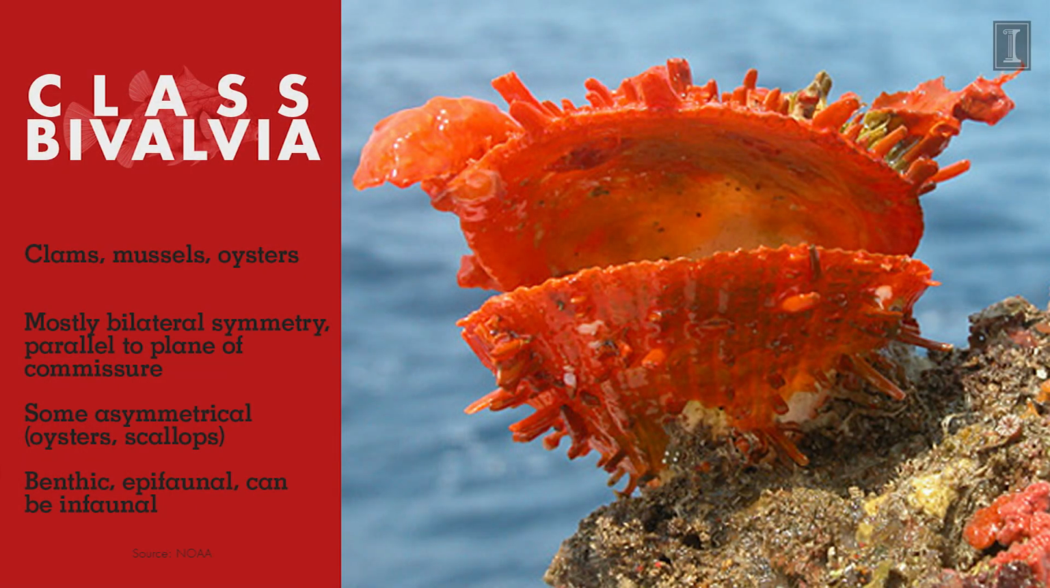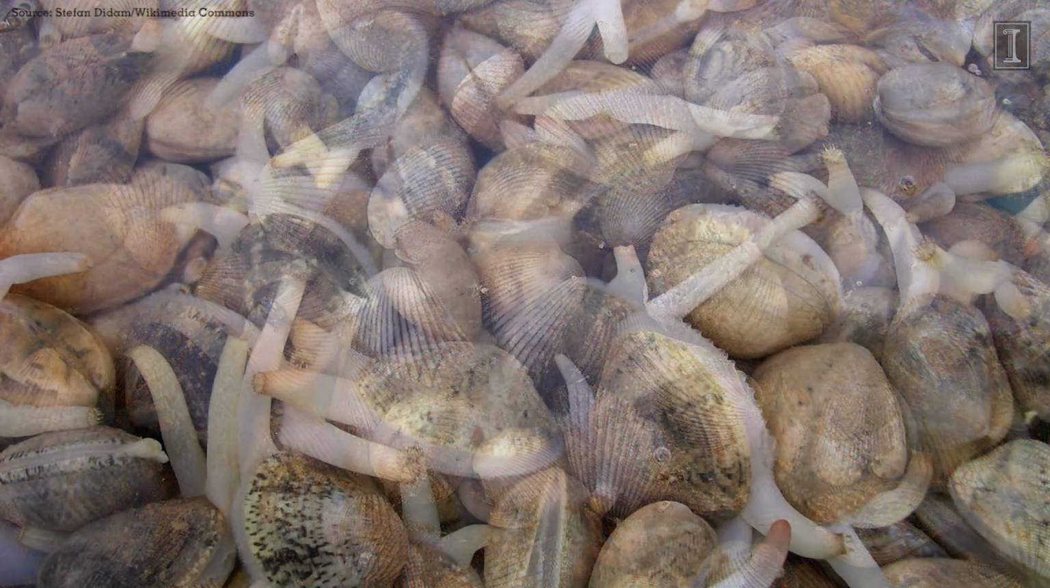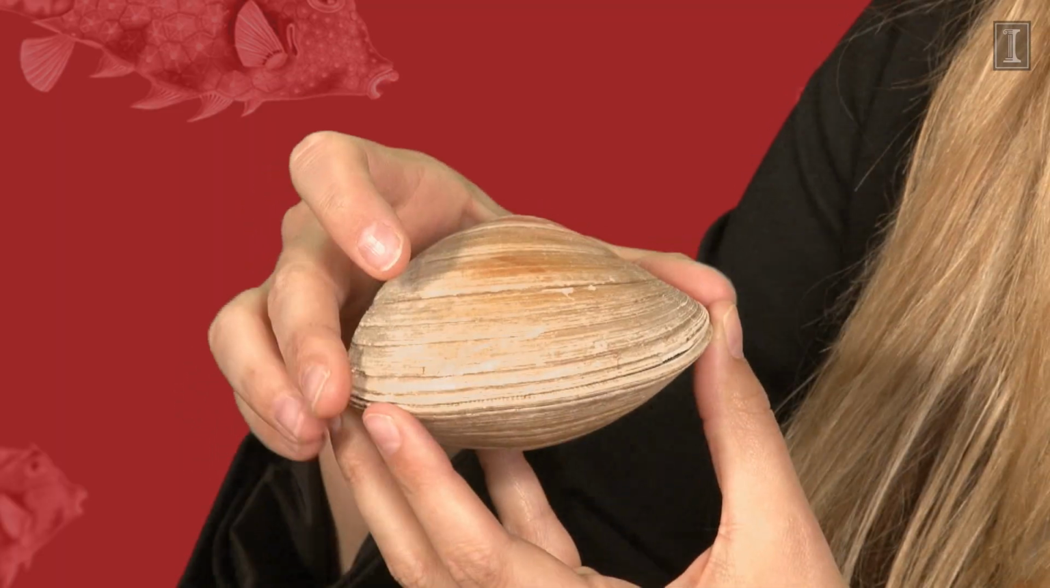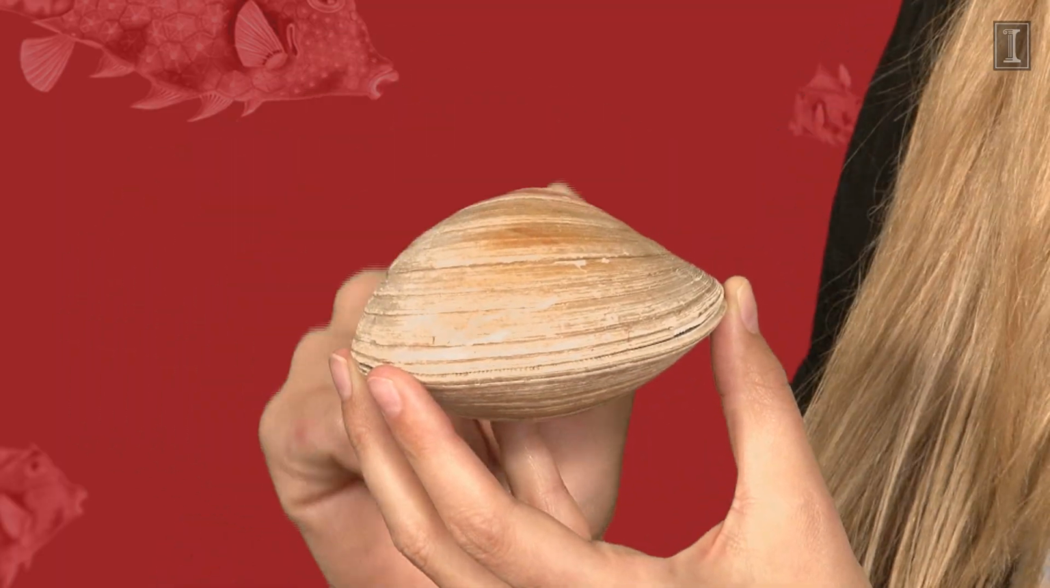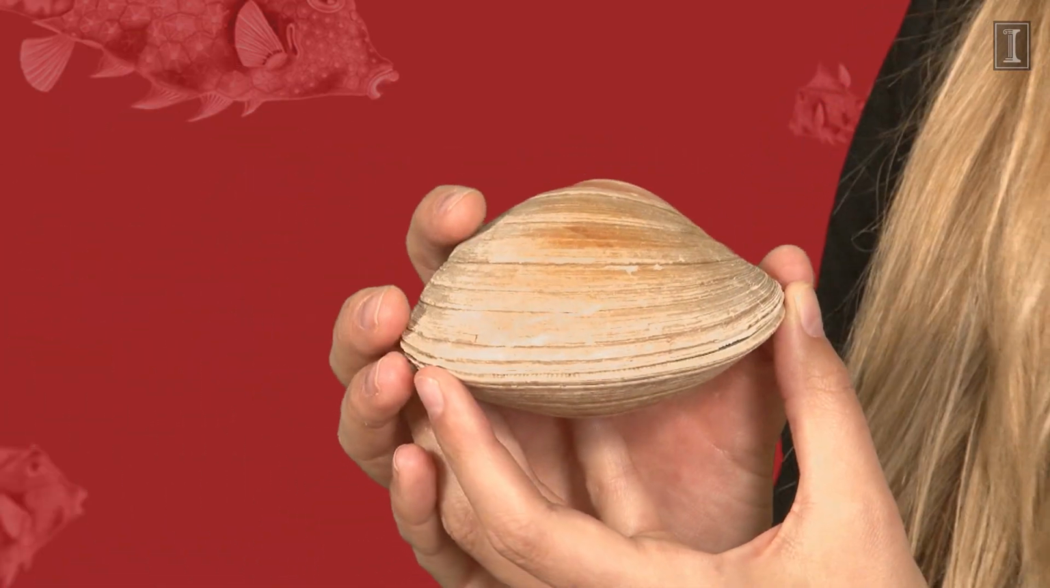These are clams, mussels, oysters, and scallops, for example. Their symmetry is bilateral symmetry, but it's parallel to the plane of commissure. This is, again, in contrast to the brachiopods, which had symmetry perpendicular to that plane. So just to demonstrate that symmetry, we have a top shell and a bottom shell, and we have our plane of commissure, which is that plane where those two shells meet. And again, you can see here on this bivalve that the top and the bottom are mirror images of each other. And so the symmetry is along that plane, and that's parallel to the plane of commissure.